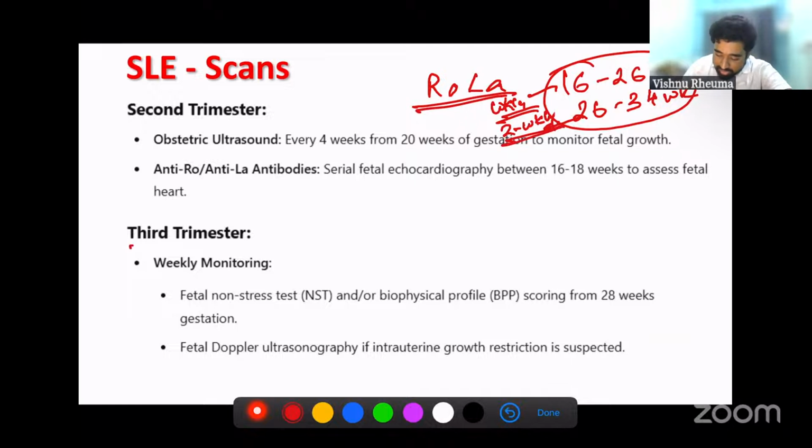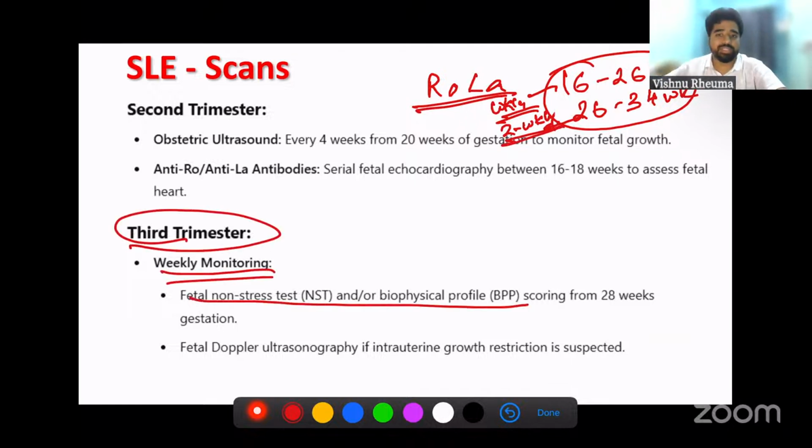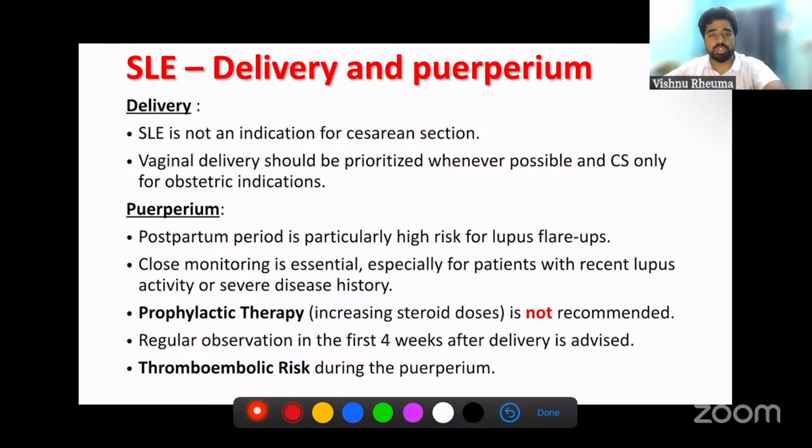And also in the third trimester, you will do weekly monitoring with a fetal stress test. You will basically look for IUGR, and fetal Doppler ultrasound also you will do to check for IUGR. Then coming to delivery, it is not something that is impacted by SLE as such. It's not an indication for cesarean. Normal obstetric indications will apply, and in the puerperium, the postpartum period especially, there is a risk of lupus flare.